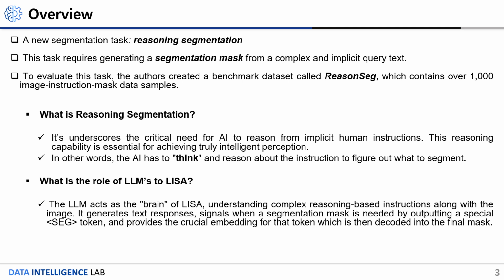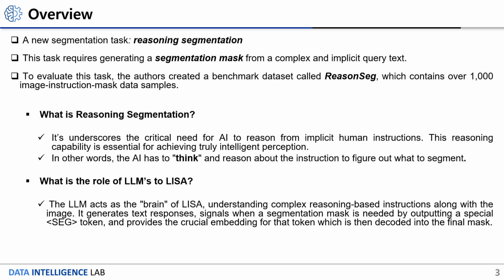Now, what is reasoning segmentation? Reasoning segmentation underscores the critical need for AI to reason from implicit human instructions. This reasoning capability is essential for achieving truly intelligent perception. In other words, the AI has to think and reason about the instruction to figure out what to segment.